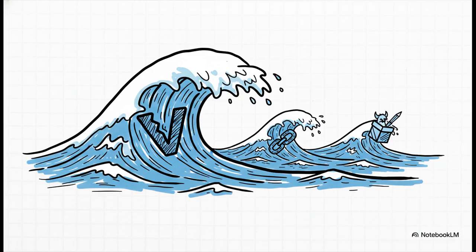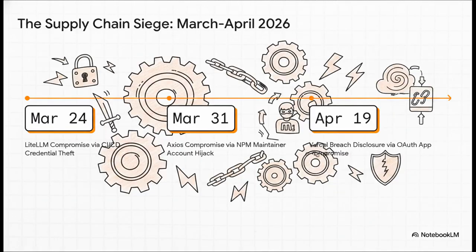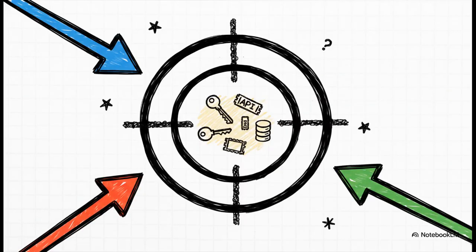And this whole thing wasn't an isolated incident. It was part of a much bigger trend. Yeah, look at this. In just a few weeks, we saw 3 huge supply chain attacks hitting different weak spots. But they all had one thing in common. The target was always the same: developer secrets.